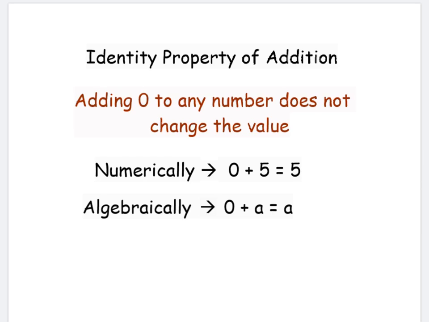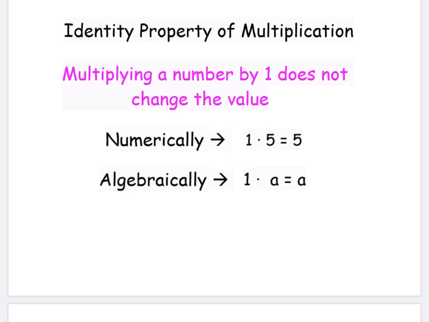This property allows the number to keep its identity. So the only thing that you can add to a number that allows the original number to keep its original identity is 0. So anything plus 0 stays the same. Then there also is an identity property of multiplication. It does the same thing as the identity property of addition, except it's not 0. In multiplication, in order to multiply a number by something and have it keep its same identity, the number is 1. So multiplying anything by 1 keeps its same value.